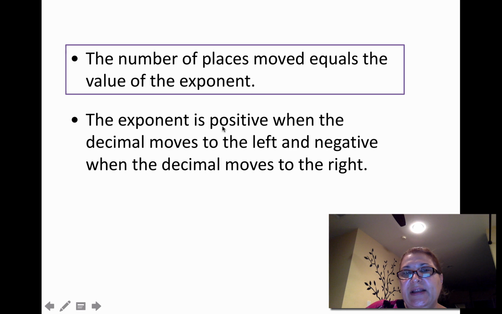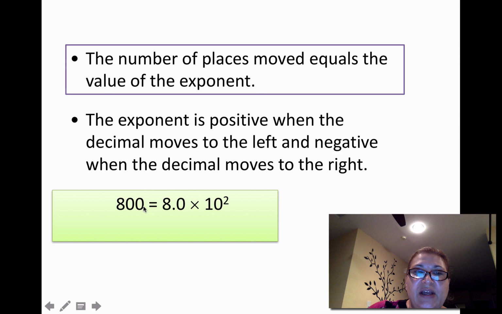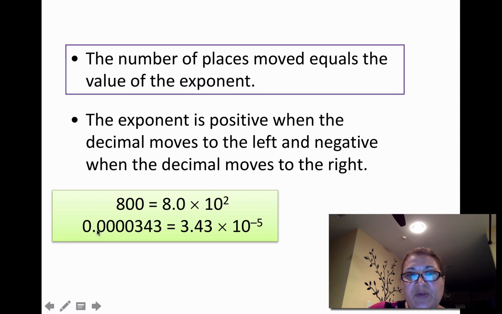When we move the decimal to the left, your exponent is positive, and your exponent is negative when you move the decimal to the right. So for example, 800: you move the decimal 2 places to the left until there's one number to the left, so it's 8.0 times 10 to the second power. For this one, we move 1, 2, 3, 4, 5 places to the right, so it's going to be a negative 5. 3.4 times 10 to the negative 5.